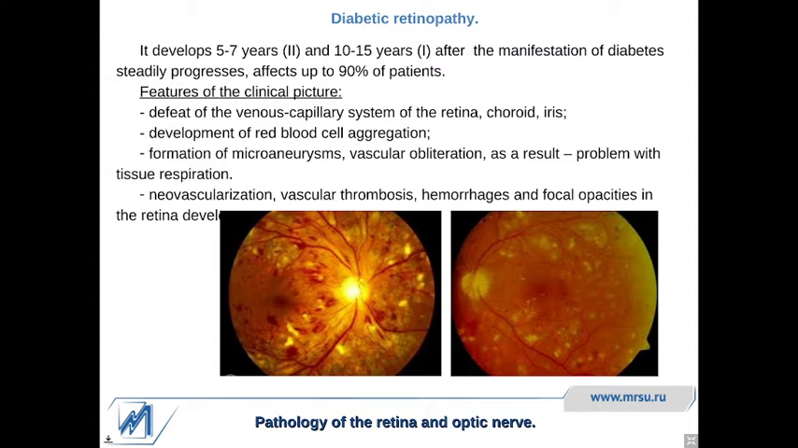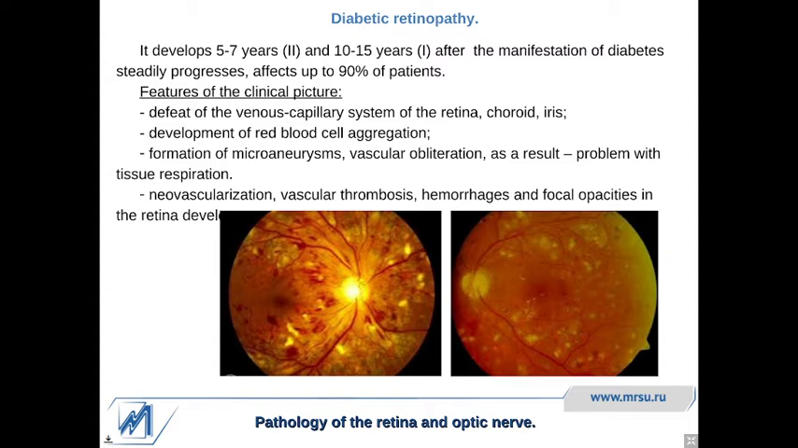What about the clinical picture? There is a defeat of the venous capillary system of the retina, choroid, and iris, development of red blood cell aggregation, formation of microaneurysms, vascular obliteration, and as a result, a problem with tissue respiration. And we have fundus ischemia, and as a result, neovascularization. Vascular thrombosis develops as a result of neovascularization and red blood cell aggregation. Hemorrhages and focal opacities in the retina also develop.